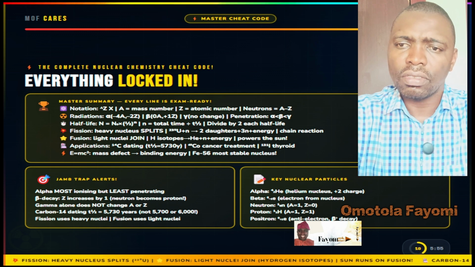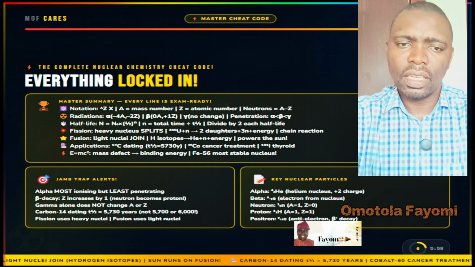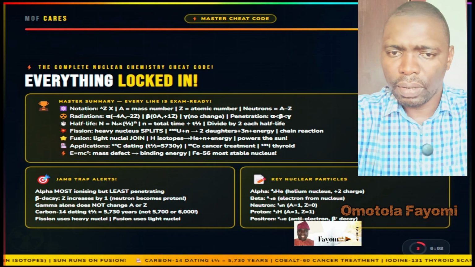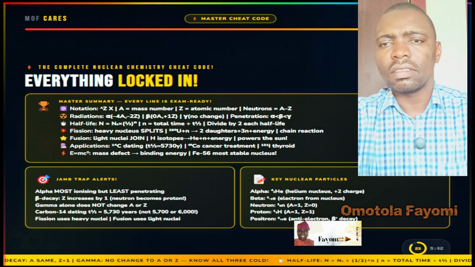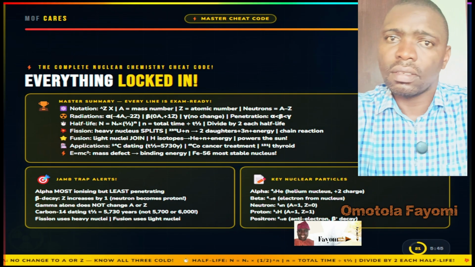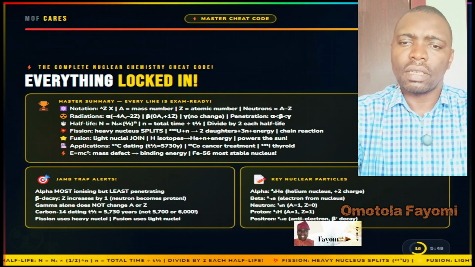Radiation rules: alpha loses 4 from A and 2 from Z. Beta leaves A unchanged but increases Z by 1. Gamma leaves both unchanged. Penetration: alpha is less than beta, which is less than gamma. Ionization is the opposite: alpha is greater than beta, which is greater than gamma.